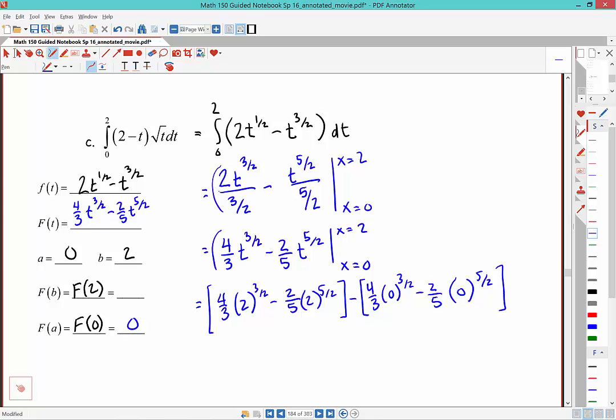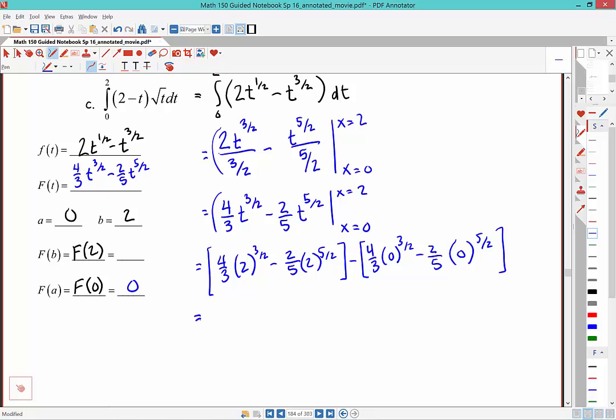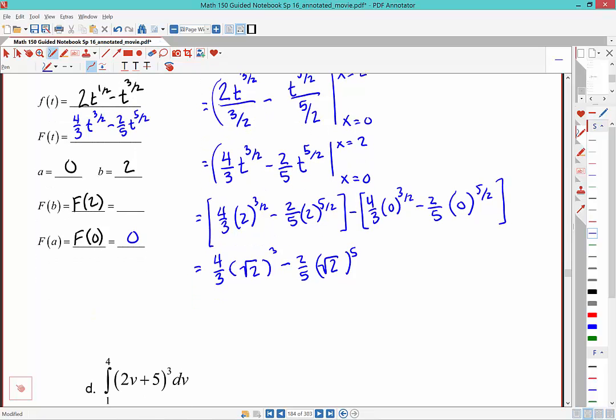Now 2 to the 3 halves is the same as what? Root 2 cubed. And this guy is going to be 2 fifths times root 2 to the fifth. So that gives us 4 thirds times 2 root 2, right, minus 2 fifths. And then remember, that's root 2 times root 2, which is 2, times root 2 times root 2, which is another 2. So you get 4, and then times root 2. So we will get 8 thirds root 2 minus 8 fifths root 2.